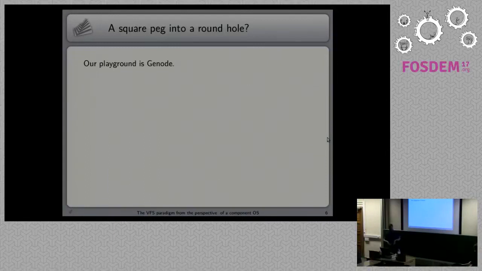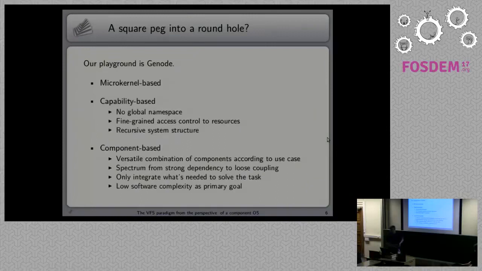So the Genode system, on the other hand, is very different. And that comes down to 3 points. It's microkernel based. It's very different from a monolithic system. So the microkernel does not provide any abstractions that are not needed. So we have no file system in the kernel.